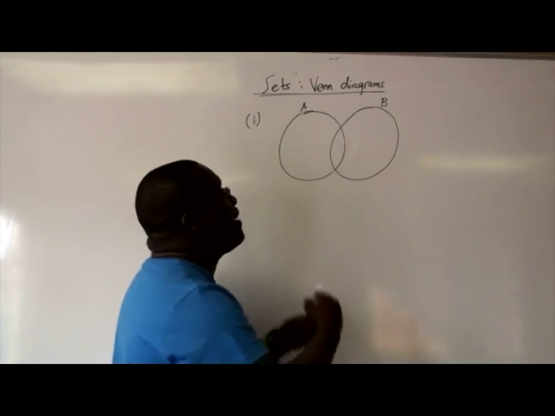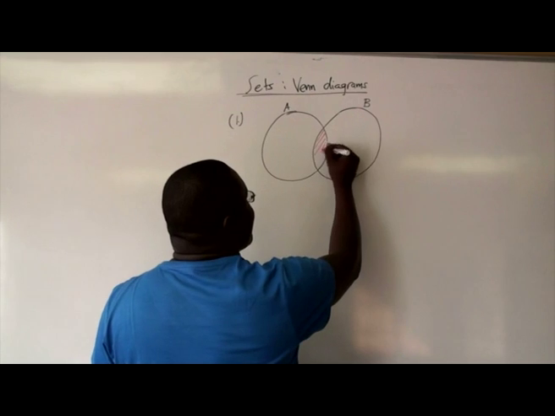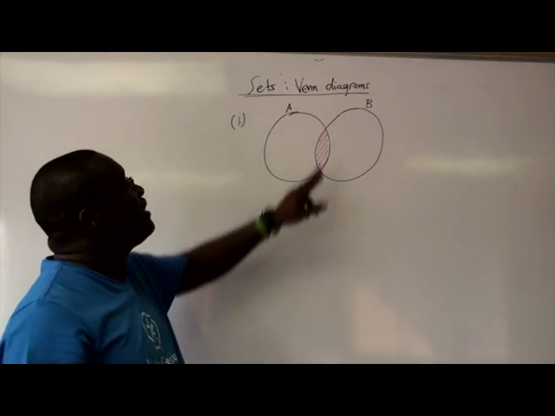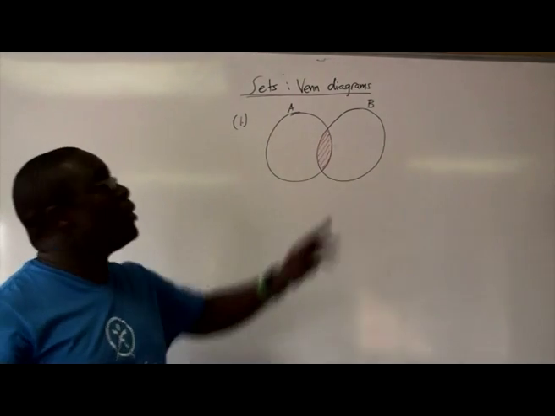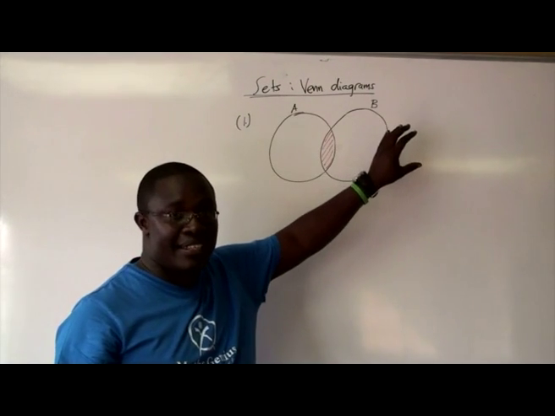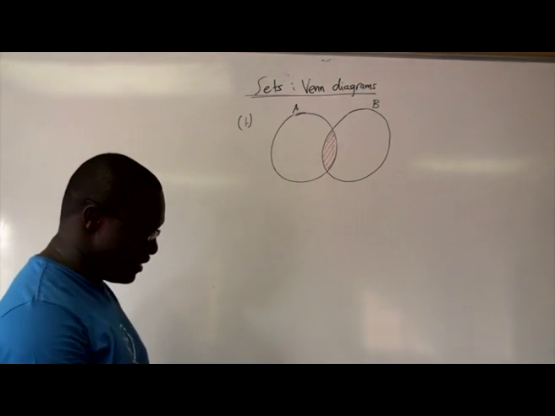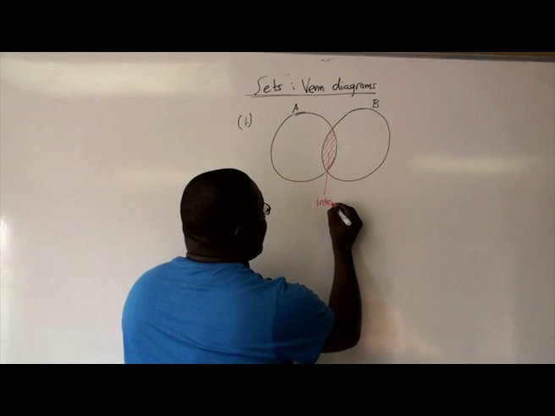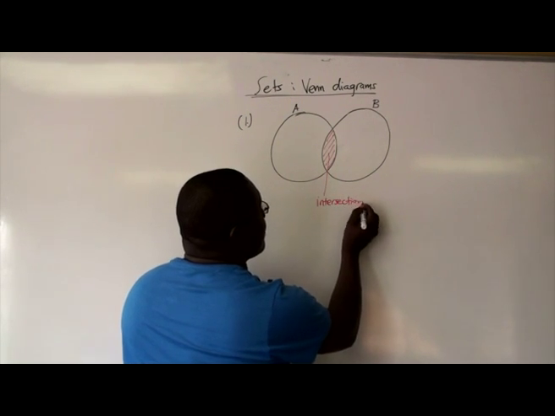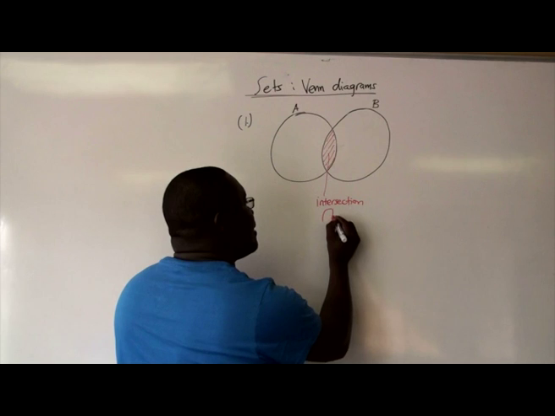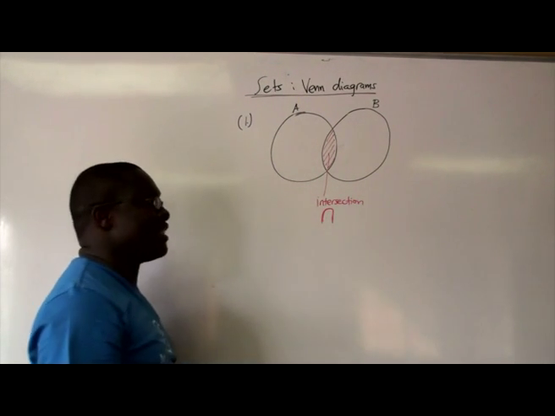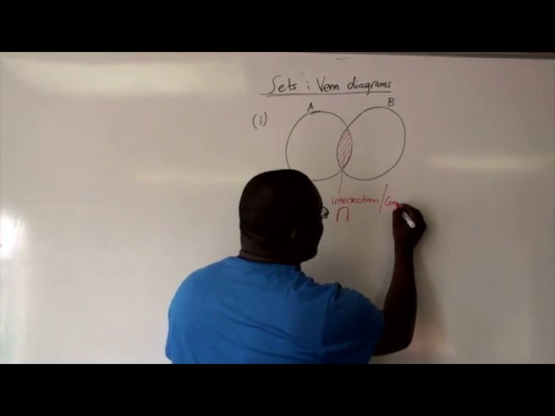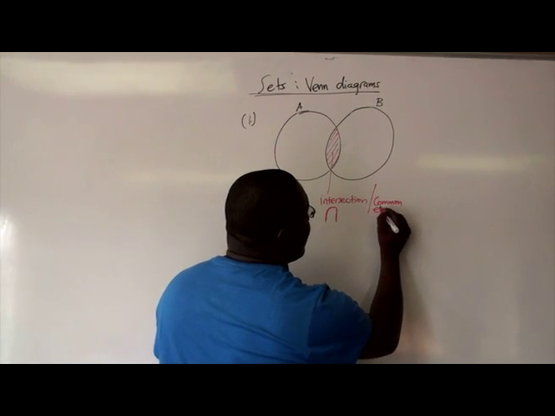So the area that is marked in red is the common area, where you're saying that anything that is within here is in both A and B. So that is your intersection. So you can mark that as the intersection. And the sign for intersection is the upside down U, like that. So this is the common area, right? The common elements.